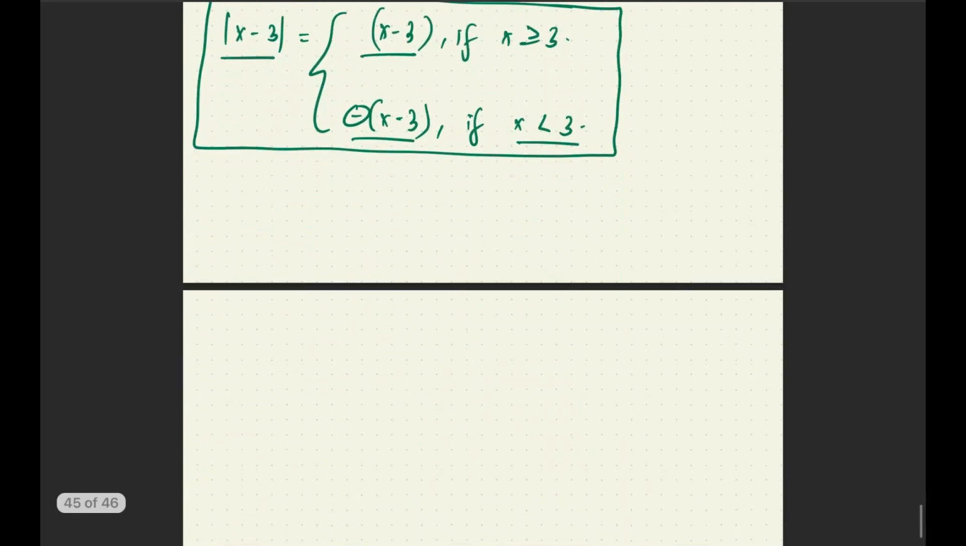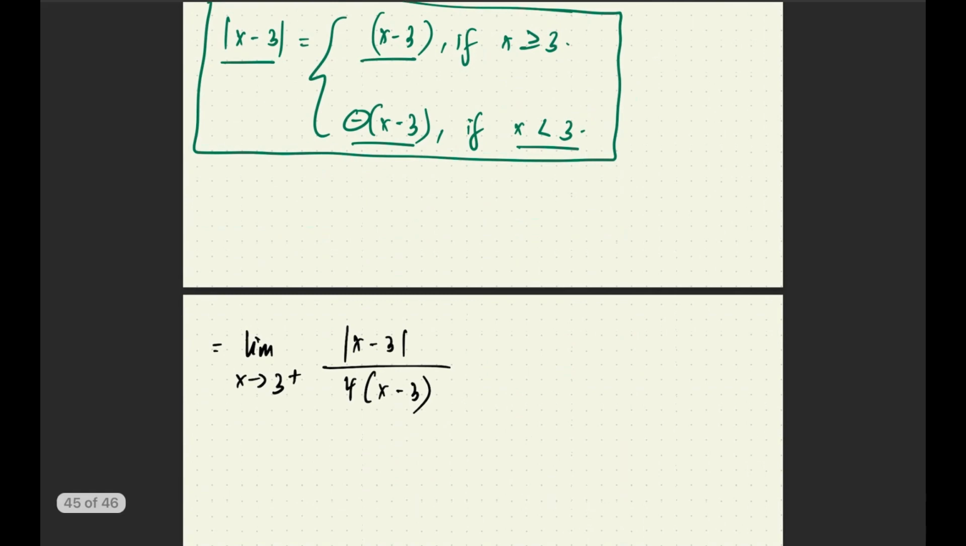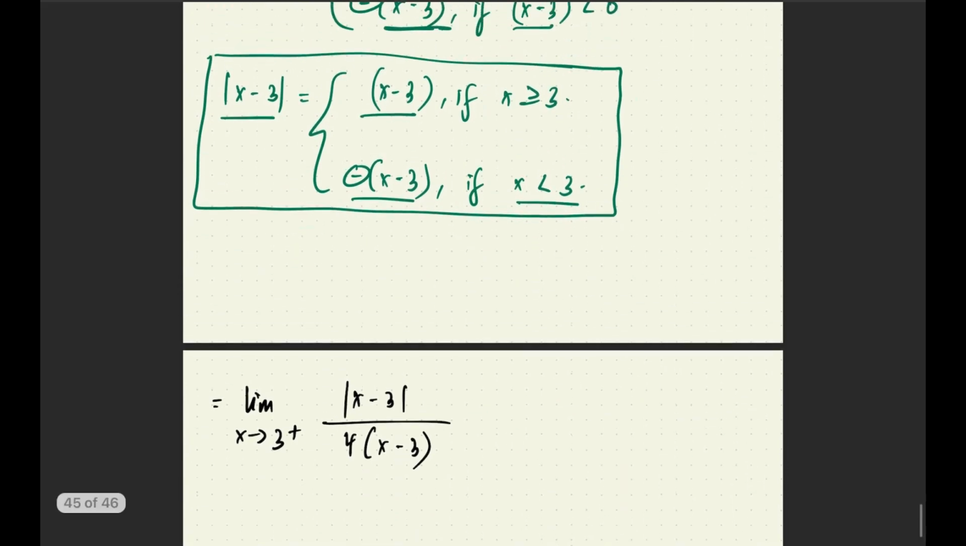So let's try and find the limit as x approaches 3 from the right hand side of the absolute value of x minus 3 divided by, I just factored this out, 4x minus 3. In this case, we are approaching 3 from the right hand side, so that means that x is a number that is slightly greater than 3. Now if x is slightly greater than 3, which part of the absolute value definition should we be looking at? This part or this part?